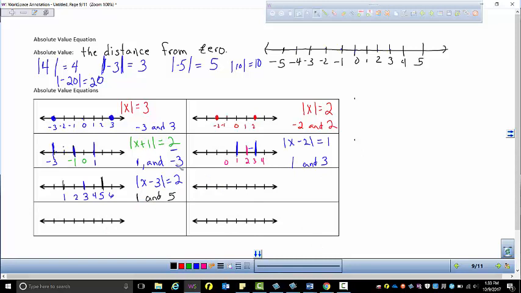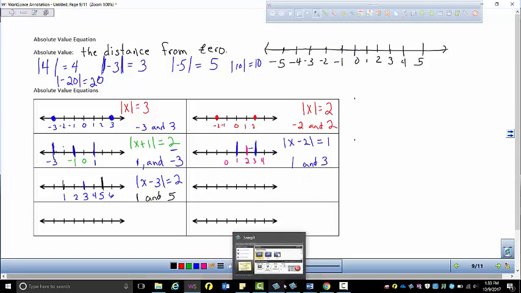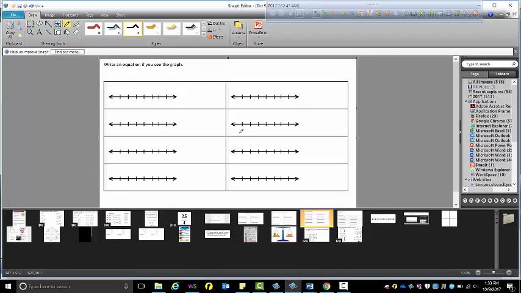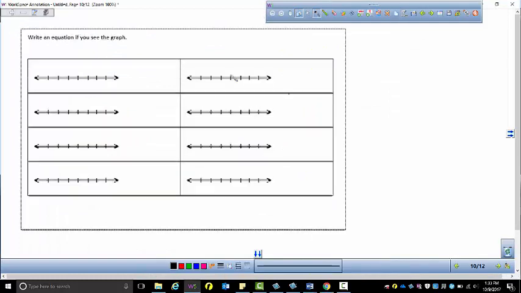Okay, so it's a little bit different, but let's give it a try. So now go back down into your notes. We're going to go to where it says if you're given a graph. So you should be looking for this in your notes. Write an equation if you see the graph. So we're going to just start with an easy one.